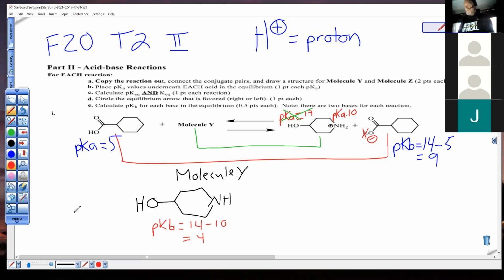And both of those things tell you you should be circling the arrow that points away from the more reactive things towards the less reactive things. This equilibrium will proceed from the left to the right to make more stable molecules. We have both a more stable acid and a more stable base. And we can do pKeq now. Let's do that in a nice color, purple.